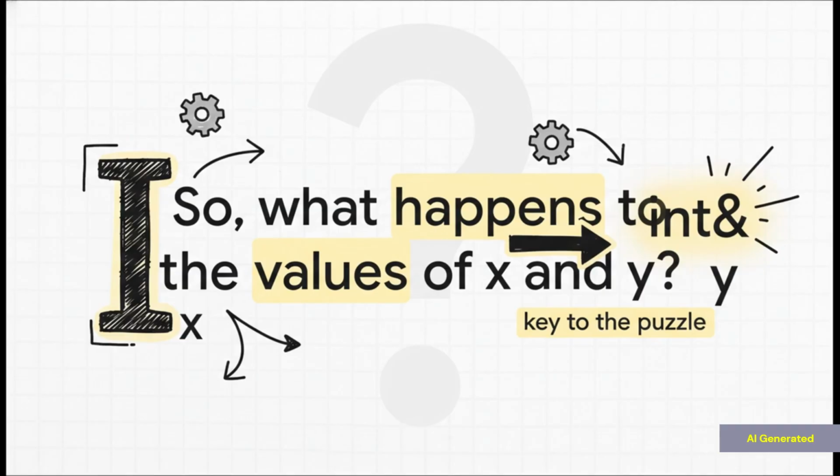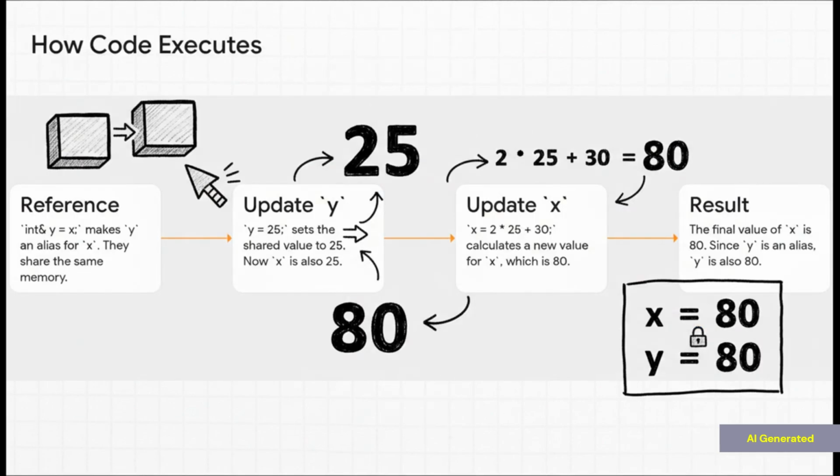Well, that little guy is the entire key to solving this puzzle. Let's walk through this, line by line. That first line, int &y = x, is creating something called a reference. The easiest way to think about it is that y just became a nickname for x. They're now pointing to the exact same spot in the computer's memory. So when the next line says y = 25, it's not just changing y, it's changing that shared memory location, which means x is now also 25.